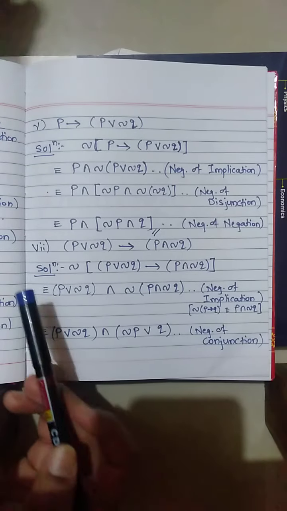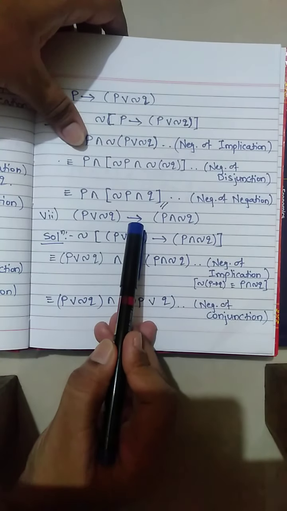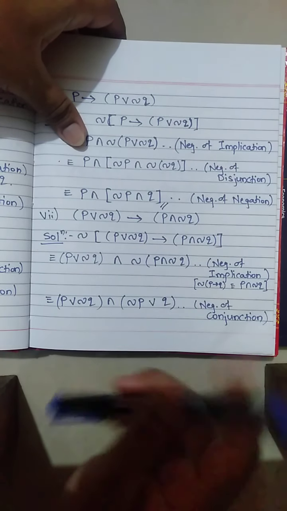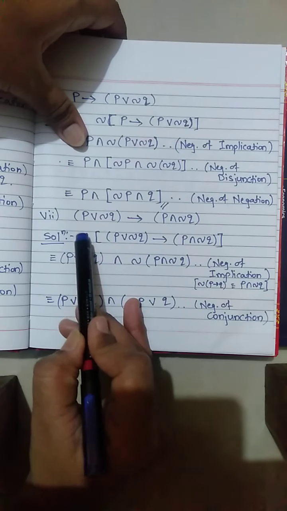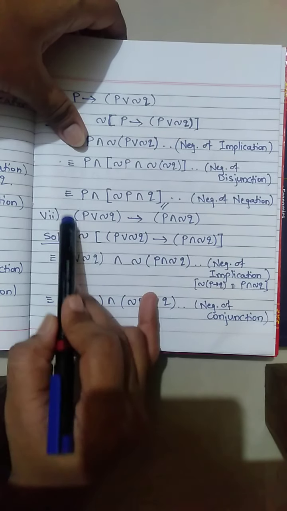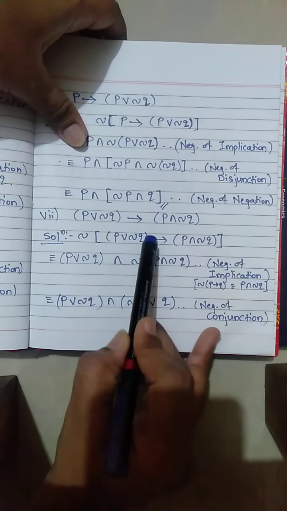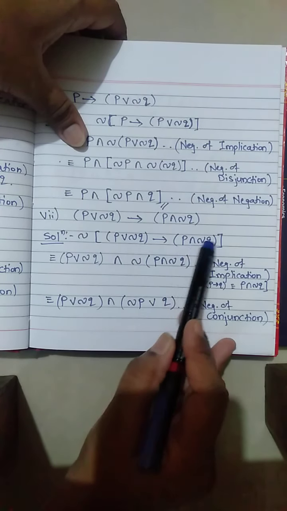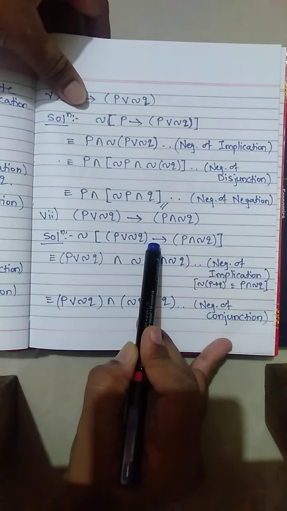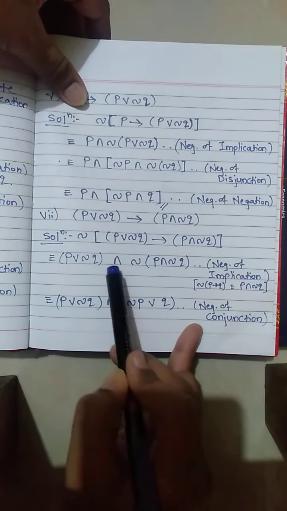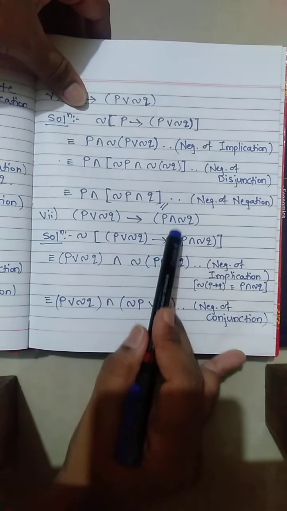Next, 7th problem: P or negation of Q implies P and negation of Q. This is the 7th statement. We have to find the negation of this statement, so I have written the negation of the statement in a bracket. The whole statement we have put in the bracket. Again the middle connective is implication. First bracket, second bracket, middle connective is implication. And what is the negation of implies? First statement and negation of second statement.